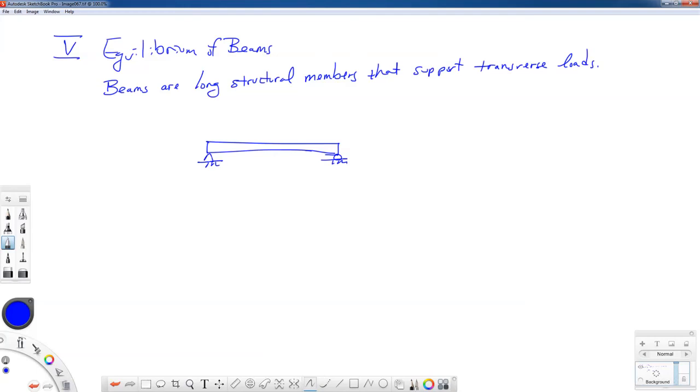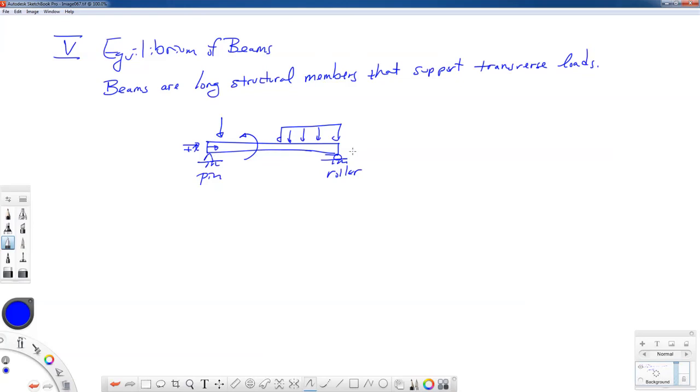So here I have sketched a simply supported beam. There's a pin over here on the left and a roller over here on the right. And what I mean by transverse loads is, if we look at this beam, the axis of the beam goes down that way, so that's the plus x direction. And transverse or perpendicular to that could be some forces, maybe some bending moments, some sort of distributed loads on the beam, and these loads are acting perpendicularly to the axis of the beam.